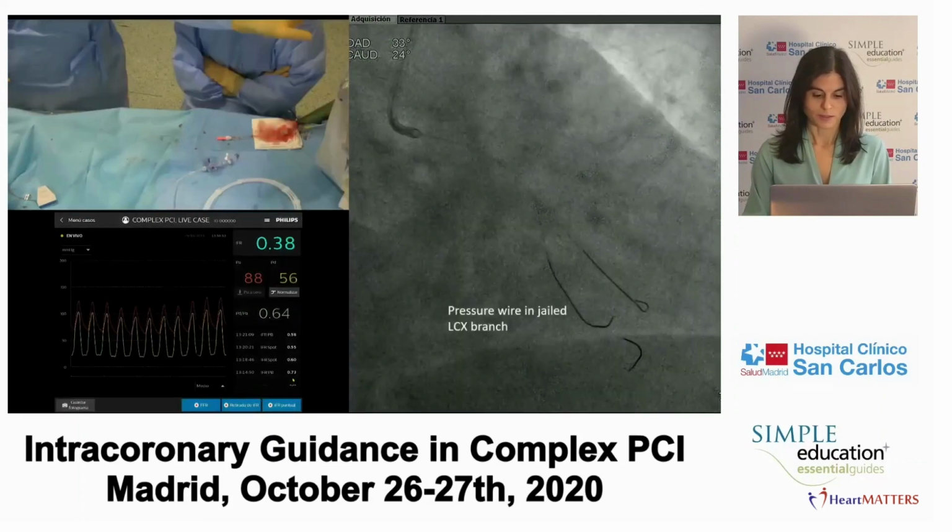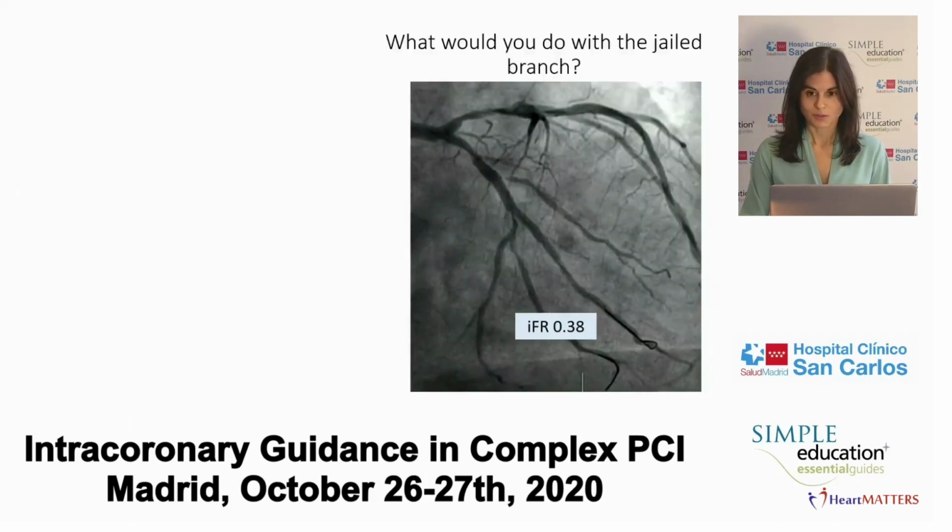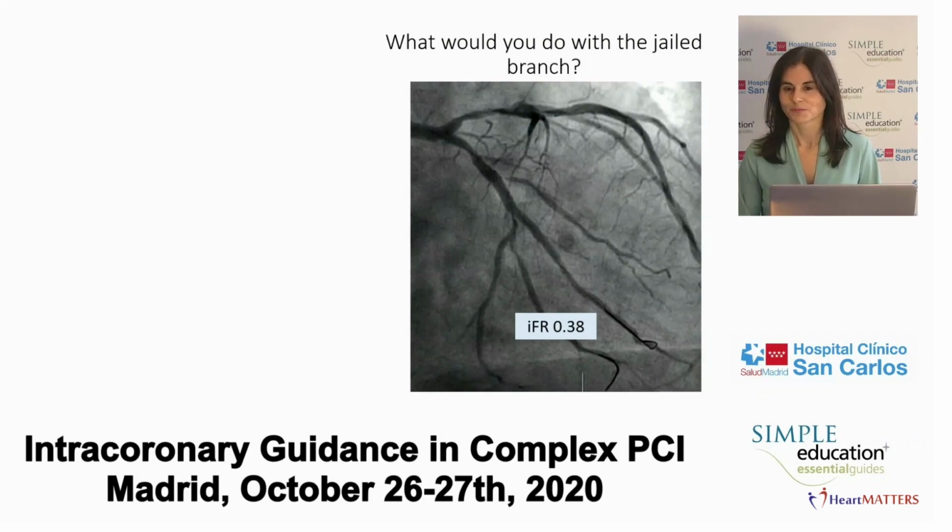You're already seeing it there, but here I show you a still image. This was the iFR in the jailed LCX branch. So actually very positive. You can see 0.38. So a very positive result in this branch. So what would you do now with this jailed branch, with this positive iFR? Enrique, do you want to comment?